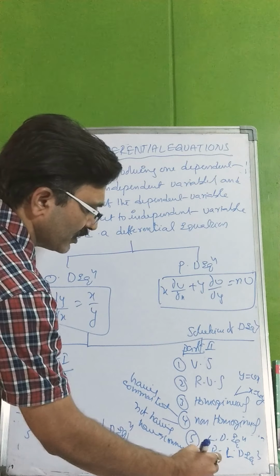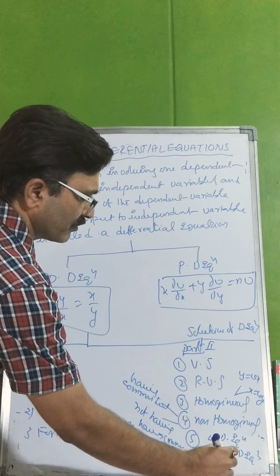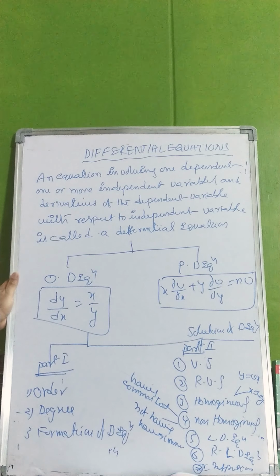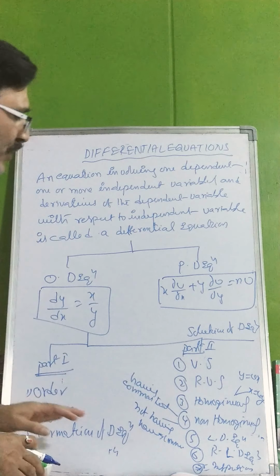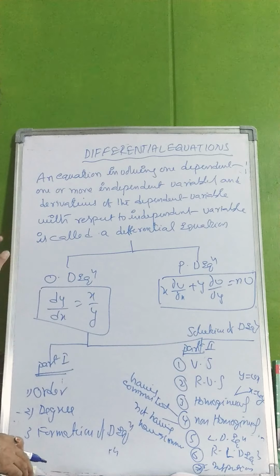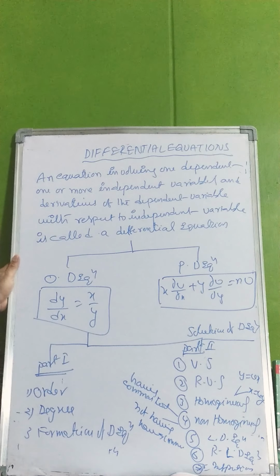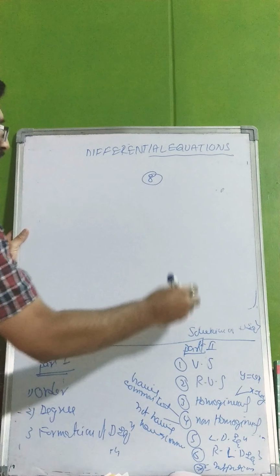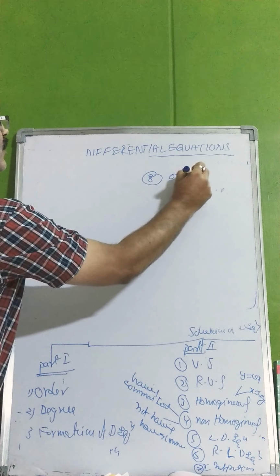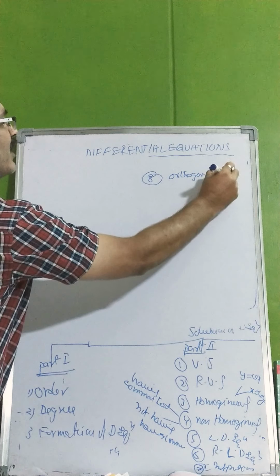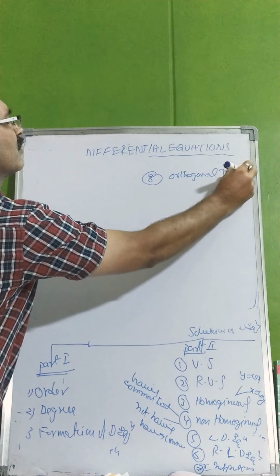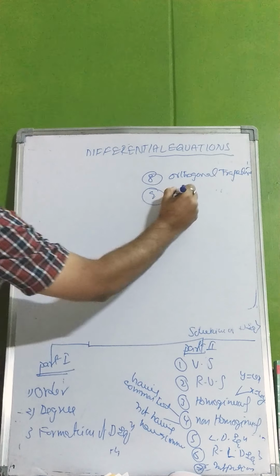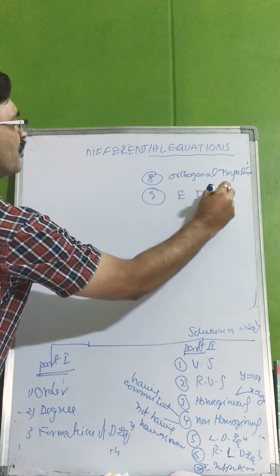And the 7th one is inspection method. What is that? Inspection. The 7th one is the inspection method, you can say, right? Till here, if you are perfect, you can do up to mains level questions. Not only these 7, the 8th one is orthogonal trajectories. The 9th one is exact differential equation.